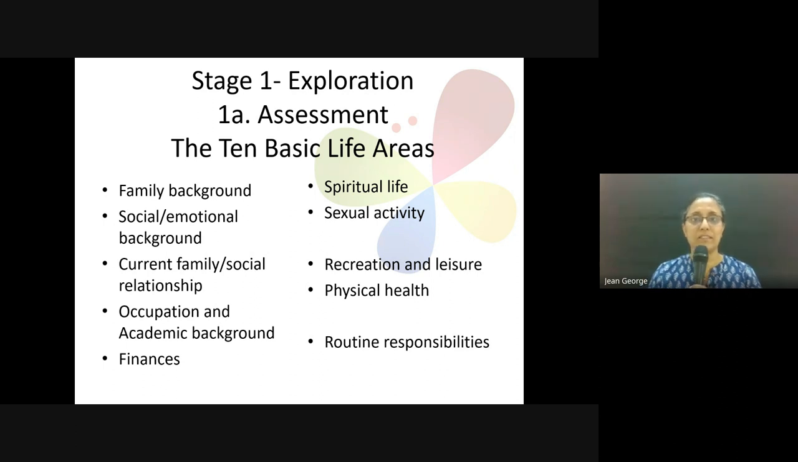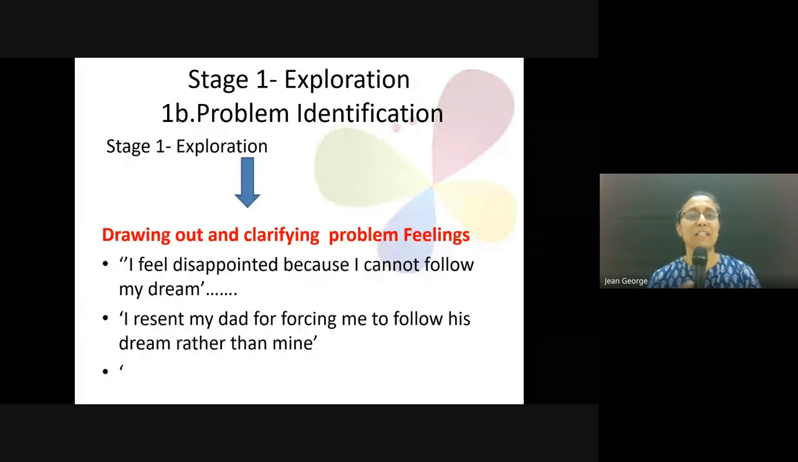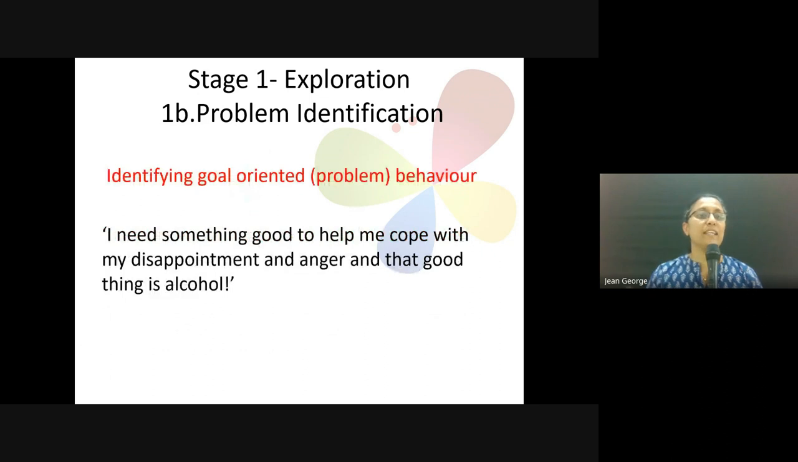Then we spoke about a case. We'll come back to Dennis's case just to refresh our memories. When someone comes to us, the first thing we need to do is to identify the problem. As they're talking about the problem, you clarify the feelings, acknowledging the feelings of the person. As you're doing that, you're also looking at the problem behavior. In Dennis's case, the problem behavior was alcohol, not being able to go to college, getting into problems with the teachers, with the professors. His feelings were disappointment and anger. The problem behavior was alcohol and his ability to deal with those in college.